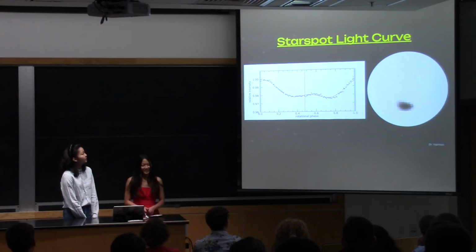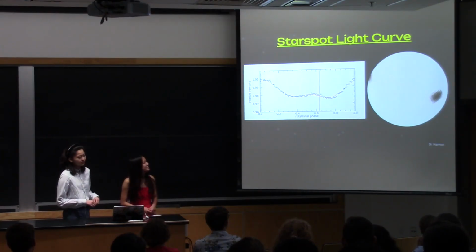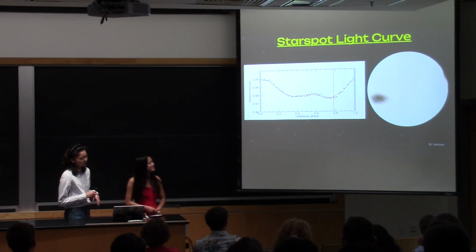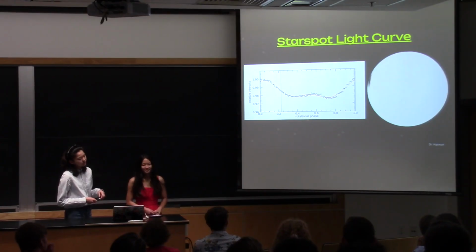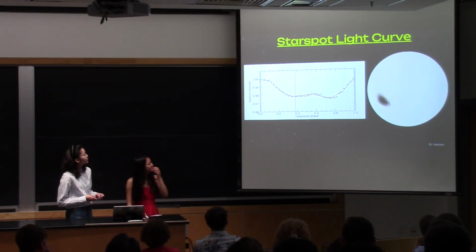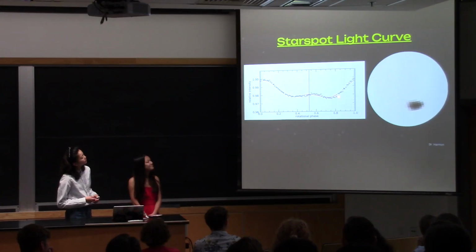Here is a picture of a star spot light curve. As the star's rotation carries the star spots into and out of view, the star's brightness varies as a result. And you can see, when the spot is most visible, the brightness is also the dimmest.